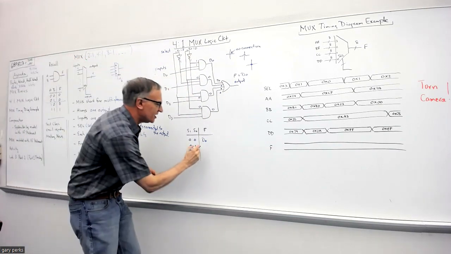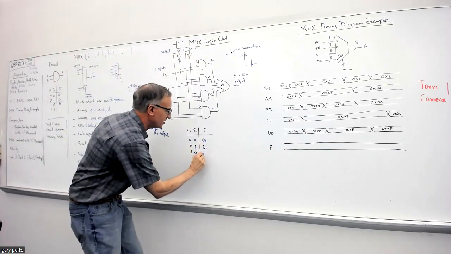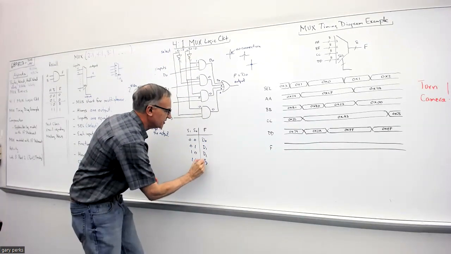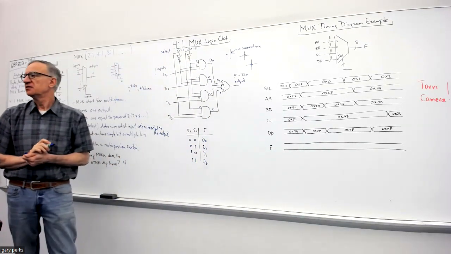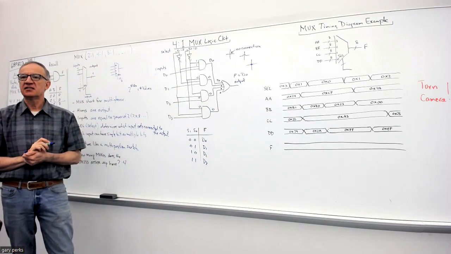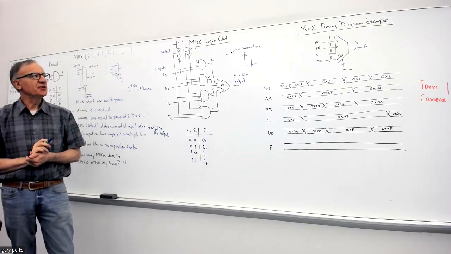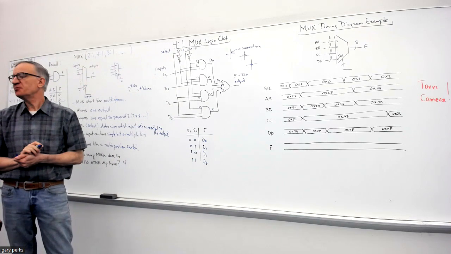Yeah, so anyway, if you finish out this truth table, you'd have D1, D2, D3. Okay. All right, so any other questions up to this point?